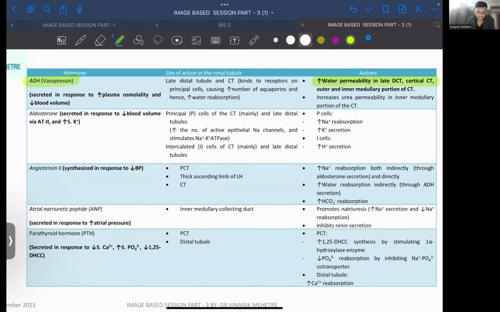Then comes aldosterone. Pharma drugs act on these hormones. Aldosterone, what does it increase? It increases serum potassium, meaning in the blood. Angiotensin will increase resorption of sodium, indirectly and directly, and so does water reabsorption.